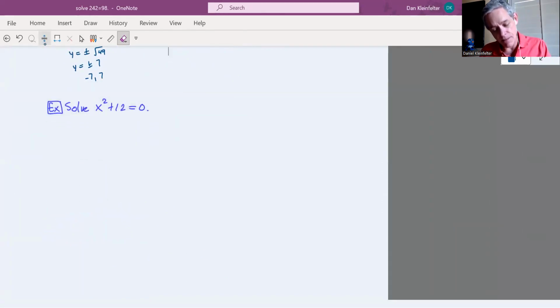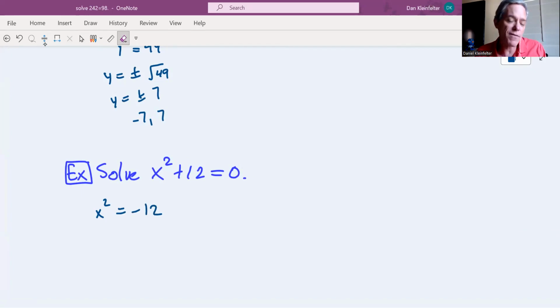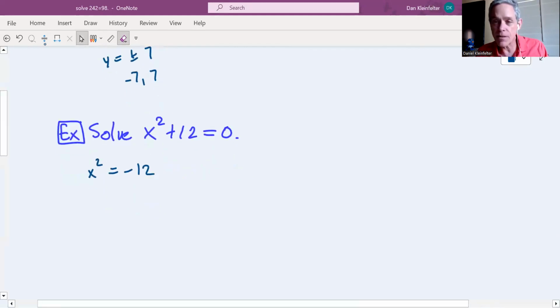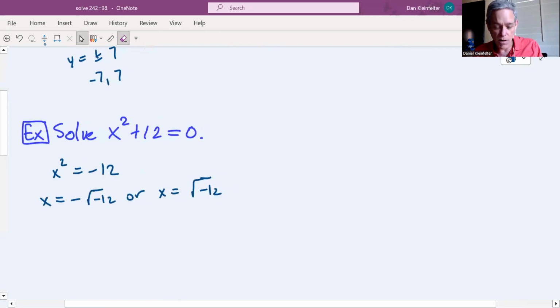This one's going to be a little neat because we have x squared plus 12 equaling 0. So when we subtract 12 from both sides, we'll have x squared is equal to negative 12. And so we're going to end up with complex number answers for this. So we'll have x is minus the square root of negative 12, or x is plus the square root of negative 12. So we're going to need the square root of negative 12.